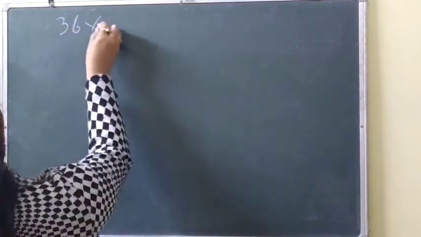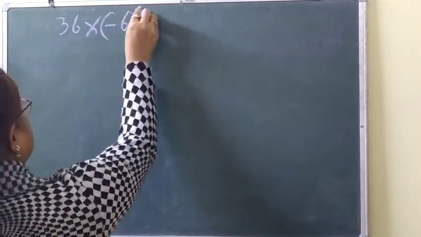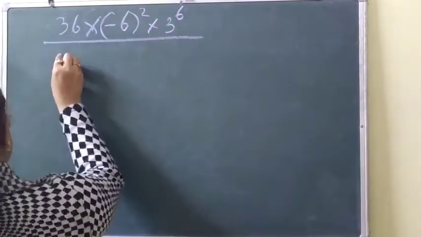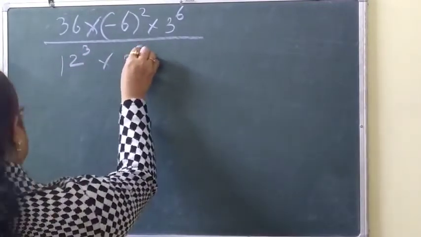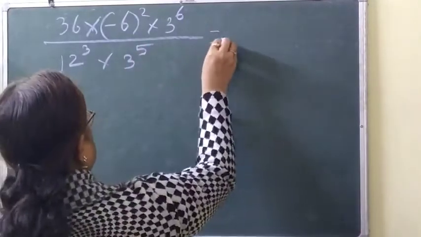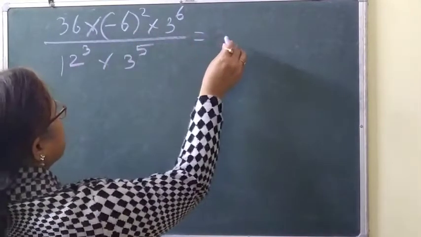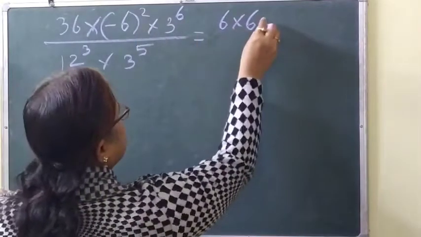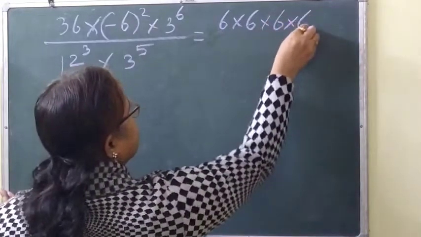Next question is 36 into (minus 6) to the power 2 into 3 to the power 6, divided by 12 to the power 3 into 3 to the power 5. Clear? This is the question. So, what is here? 36. What can we write? 6 into 6. Then the square of the minus sign is plus, so simply we can write 6 into 6.